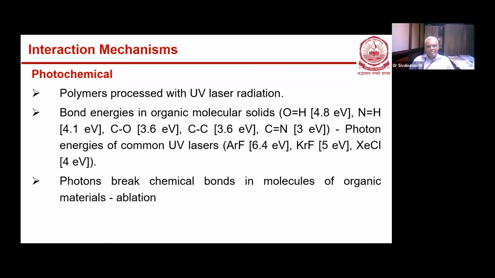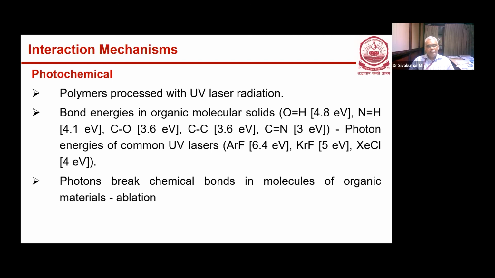So if the incident laser beam has energy equivalent to the bond energy, for example, the OH bond, 4.8 electron volt, and the NH bond, 4.1 electron volt. So the incoming laser, for example, a UV laser, argon fluoride, the energy of the photons is actually 6.4 electron volt. So this is higher than the bond energy.